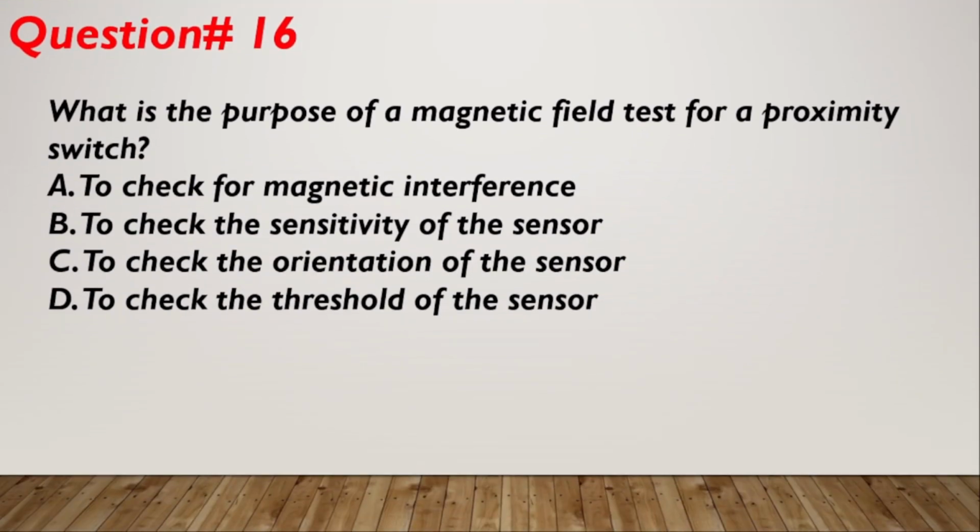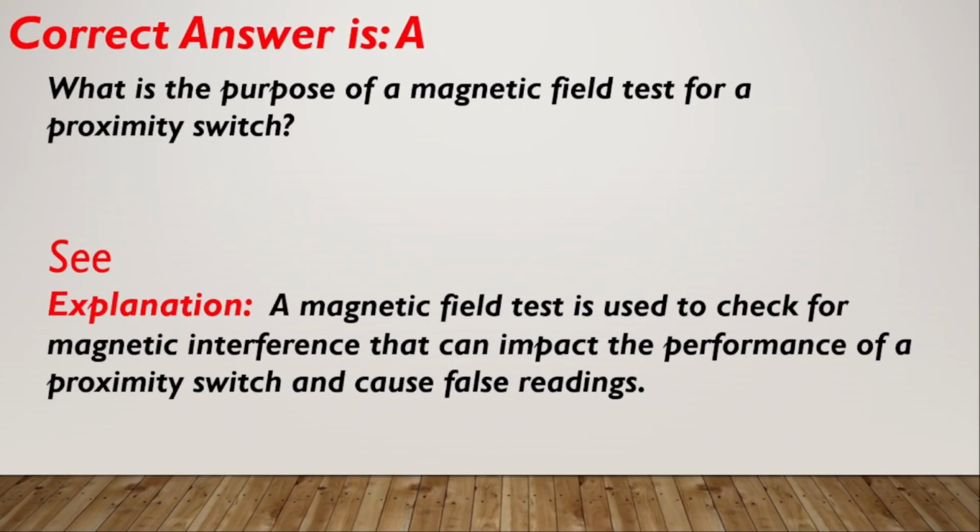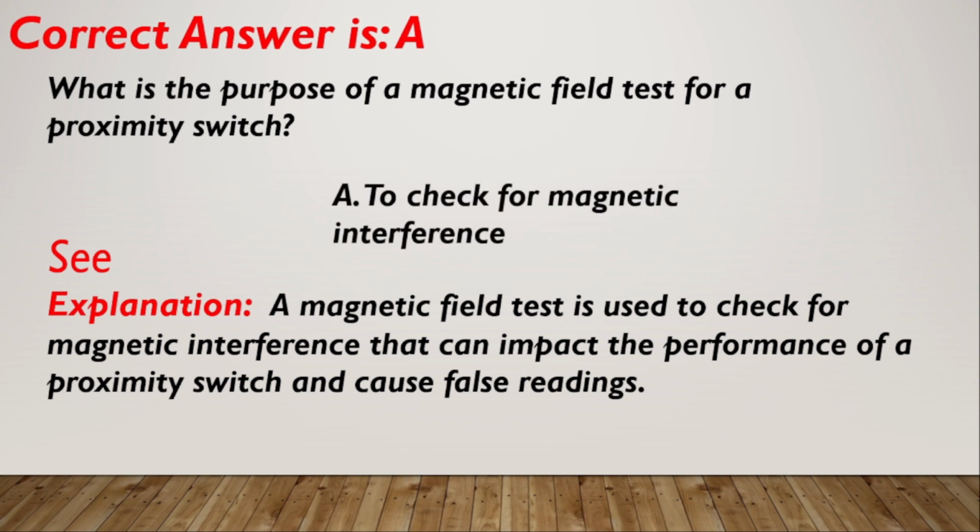Question number 16. What is the purpose of a magnetic field test for a proximity switch? A. To check for magnetic interference. B. To check the sensitivity of the sensor. C. To check the orientation of the sensor. D. To check the threshold of the sensor. Correct answer is A. To check for magnetic interference.